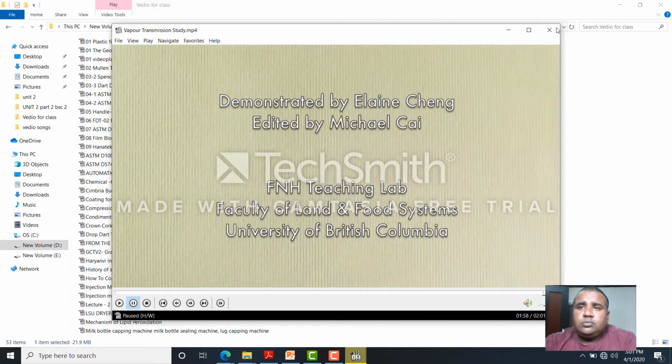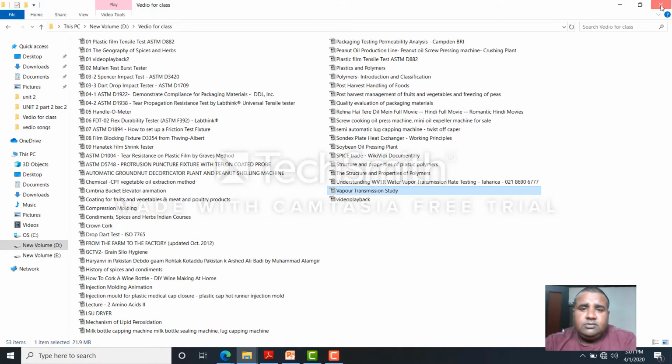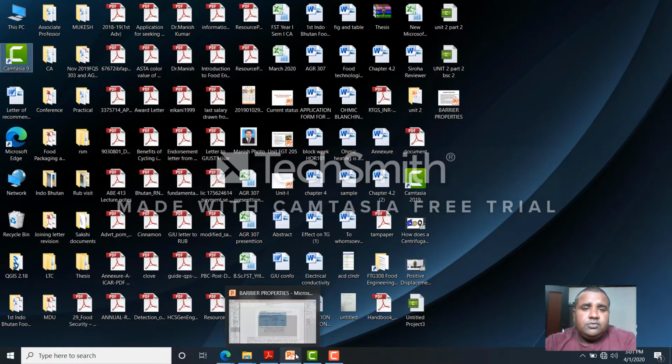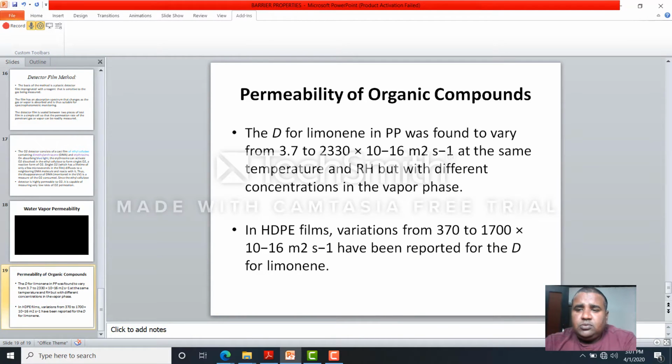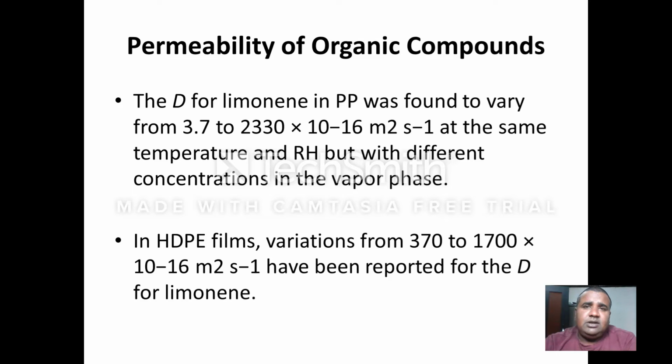There is one more slide left to explain, that is about the permeability of organic compounds. If we talk about the permeability of organic compounds, very little literature is available and not many studies have been conducted. Some studies on aromatic compounds have been conducted, and a particular example is limonene. Limonene is related to citrus fruit, and it was recorded that the diffusivity of limonene in polypropylene varies from 3.7 to this much at the same temperature and RH, but different concentrations in the vapor phase.